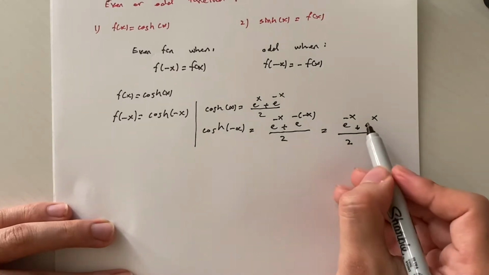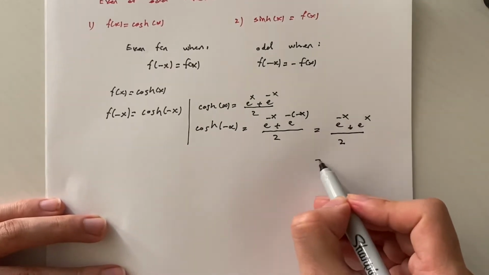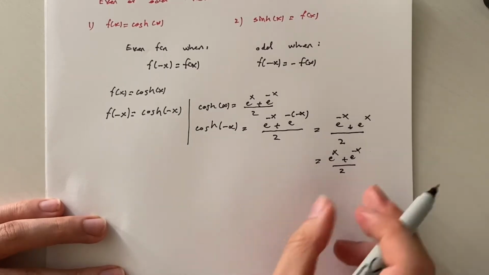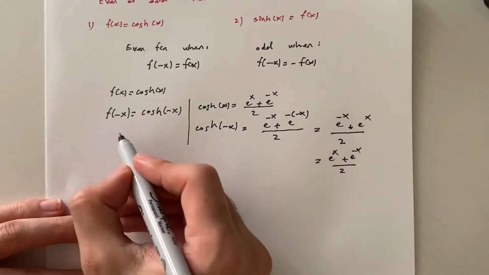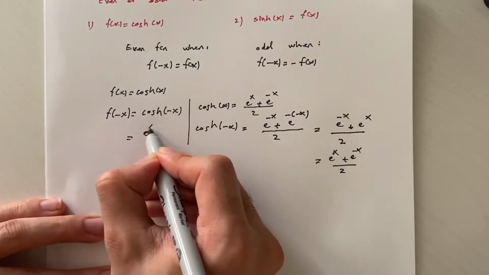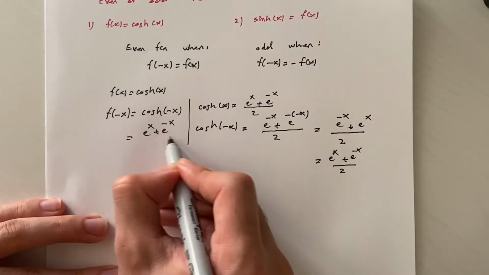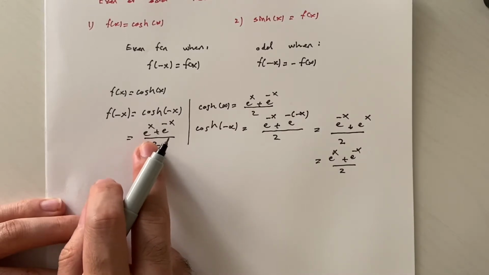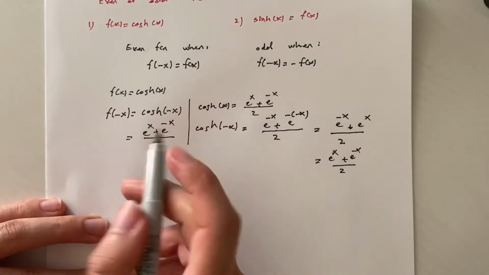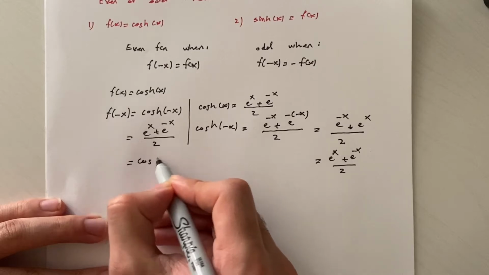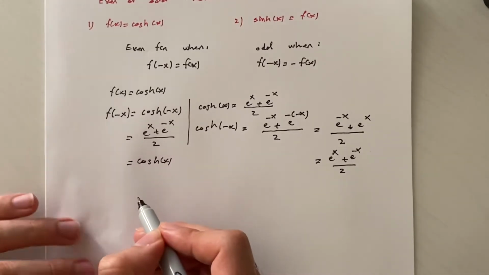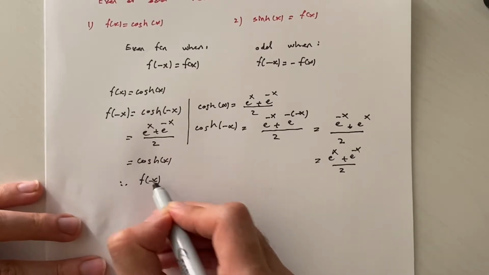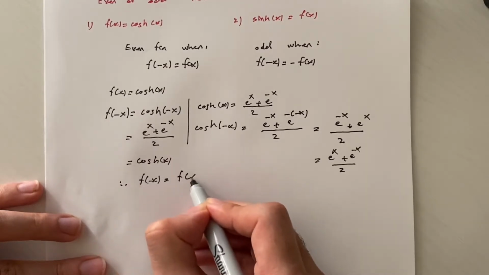Now I'm going to flip these. So I'm going to bring e to the x first and then plus e to negative x. This is the same as cosh of x. So this is again the same as cosh of x. So what we find is f of x is equal to f of negative x. Therefore, the function cosh is an even function.